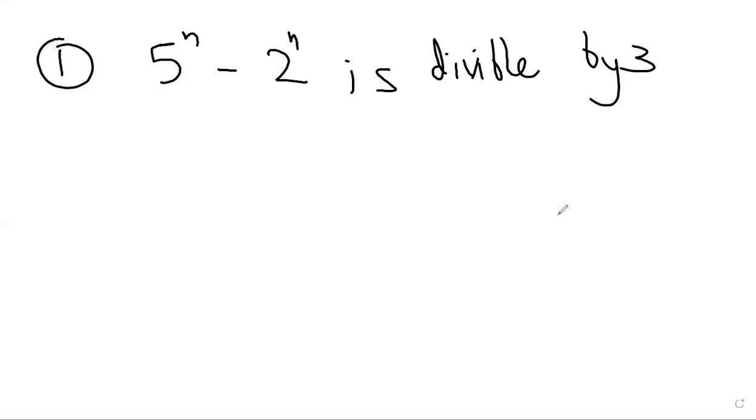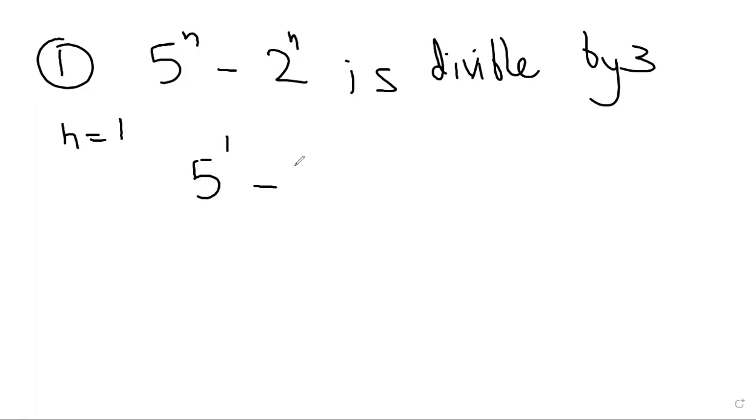The question belongs to mathematical induction. Prove by mathematical induction that for all positive integral values of n, 5 to the power n minus 2 to the power n is divisible by 3. It means that first, n is equal to 1.